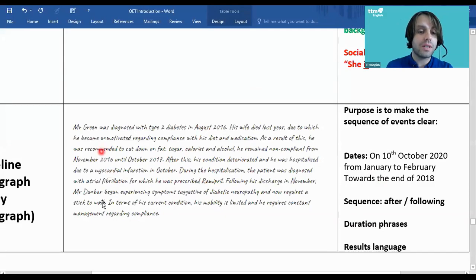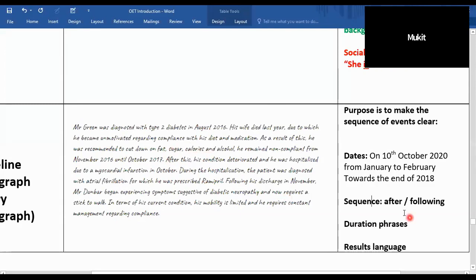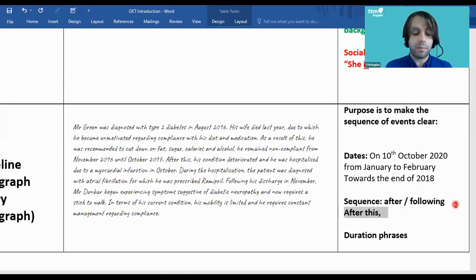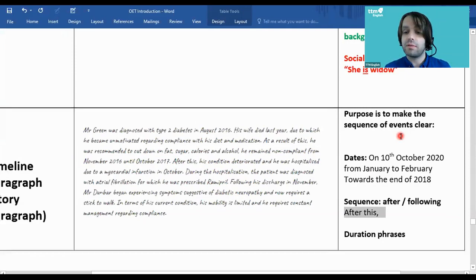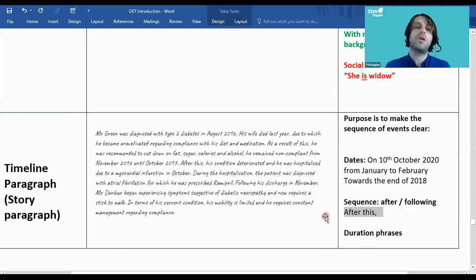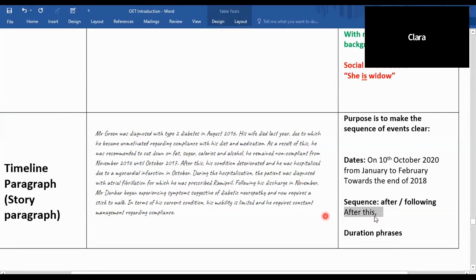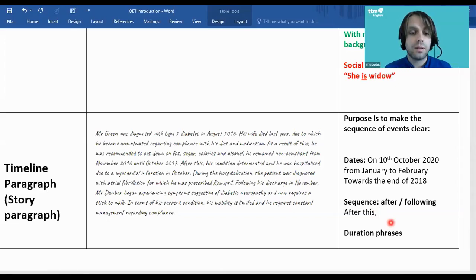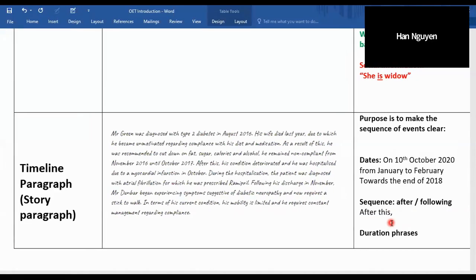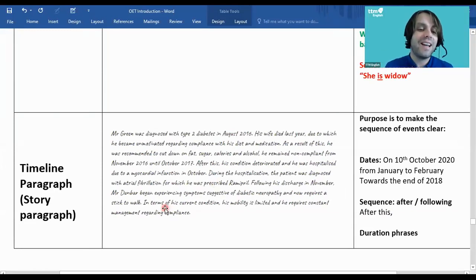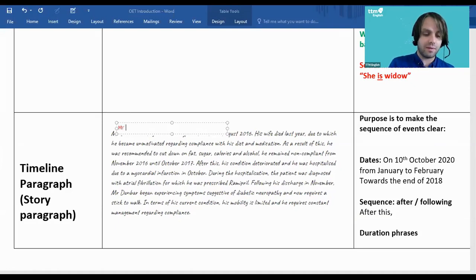Where does this person use sequence language here? Can you see it? After this. As a result. Honestly, I can't stress how much just a phrase like after this can really help the chronology of your paragraph, right? So Mr. Jones was admitted to hospital with chest pains. But why is this result of patient name different? Sorry, go on, Han. Different patient name, Mr. Green and Mr. Dunbar. Yeah, this is bad. Sorry, I just took this from my thing very fast. Okay, so you're right. We've got two people there. Apologies. Is it all Mr. Dunbar? Yeah. Okay. Ignore that, Mr. Dunbar. Thank you, Han.